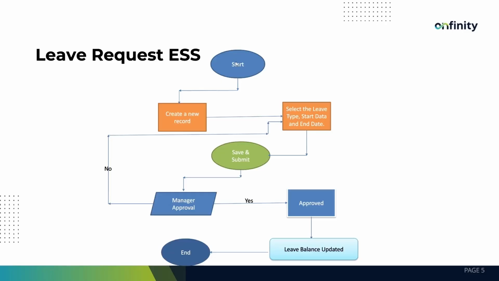In this process, the employee logs into the system, navigates to the Leave Request ESS window, and starts the process by creating a new record. They will select the leave type, start date, and end date, then save or submit the record. The request will then go for manager approval. If the request meets the criteria and is approved by the manager, it will be marked as approved, and the leave balance will be updated. This concludes the transaction. If the manager does not approve the leave request, it will be sent back to the employee and remain in a drafted state.